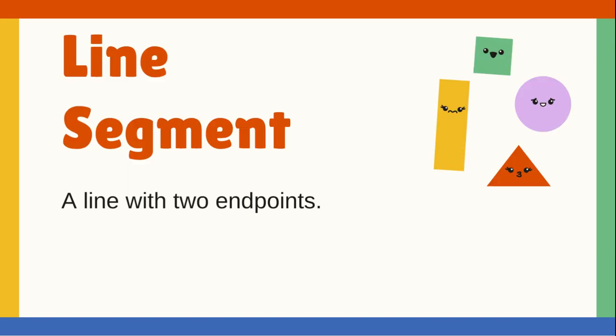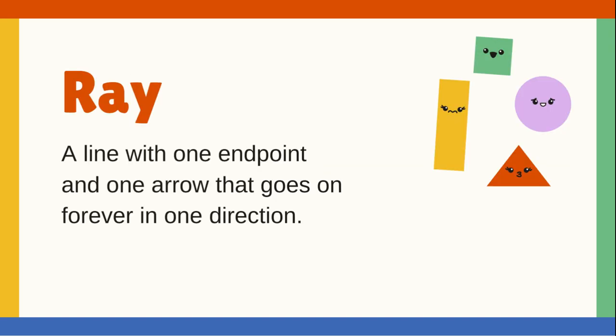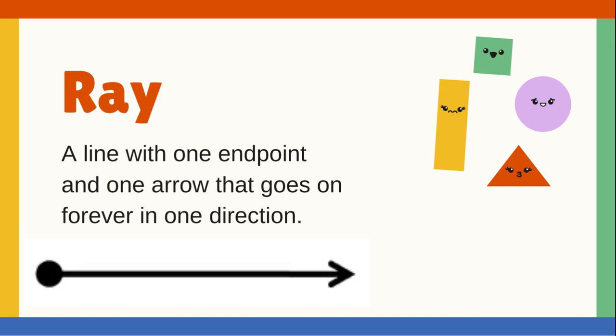Then you have a line segment. This is a line that has two endpoints. So you have the line in the middle, and there's a definitive start and end to that line segment. We have regular lines. Now, a regular line has no endpoints, so it continues on forever in both directions, which is why it has an arrow on both sides. And then there's a ray, which is a line that has one endpoint, so like a stopping point, and then an arrow on the other side. So only one side of this line goes on forever in just one direction. So it looks like this.